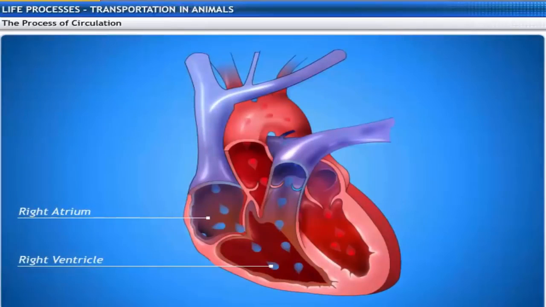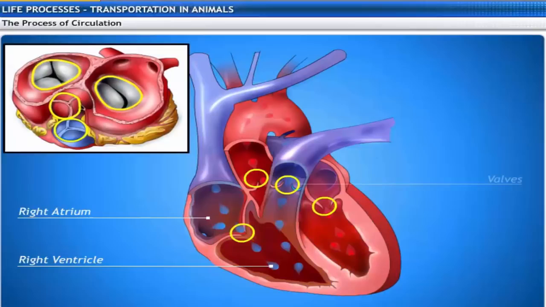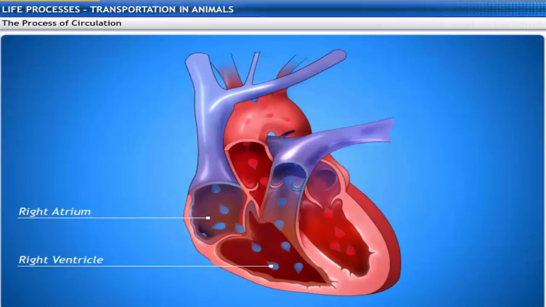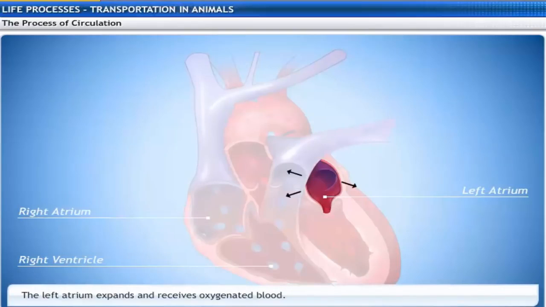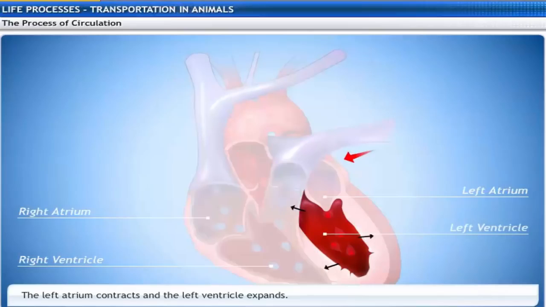Since ventricles have to pump blood into various organs, their walls are thicker and more muscular than those of the atria. Valves present in the ventricles and atria ensure that blood does not flow backwards during contraction or expansion. Blood is oxygenated in the lungs and is carried back into the left atrium of the heart. The left atrium relaxes when it is collecting the blood from the lungs. It then contracts, while the left ventricle expands so that the blood is transferred to it.